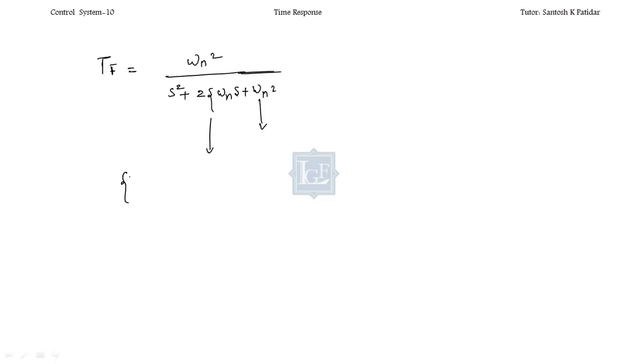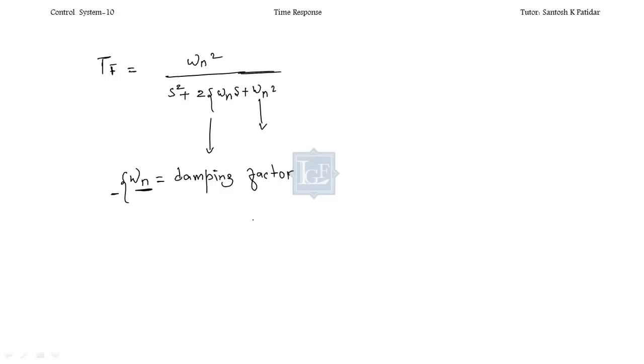So zeta omega n is your damping factor. Omega n is the natural frequency of oscillation, zeta is the damping ratio, okay? And the multiplication of both these parameters is nothing but the damping factor.